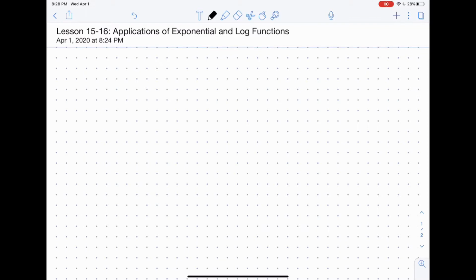Okay. On with exponential and log functions. The point of today's lesson, and really the point of studying exponential functions, is that they are amazingly and even staggeringly useful in describing certain things that happen in the real world. And we're going to see some examples of that today.